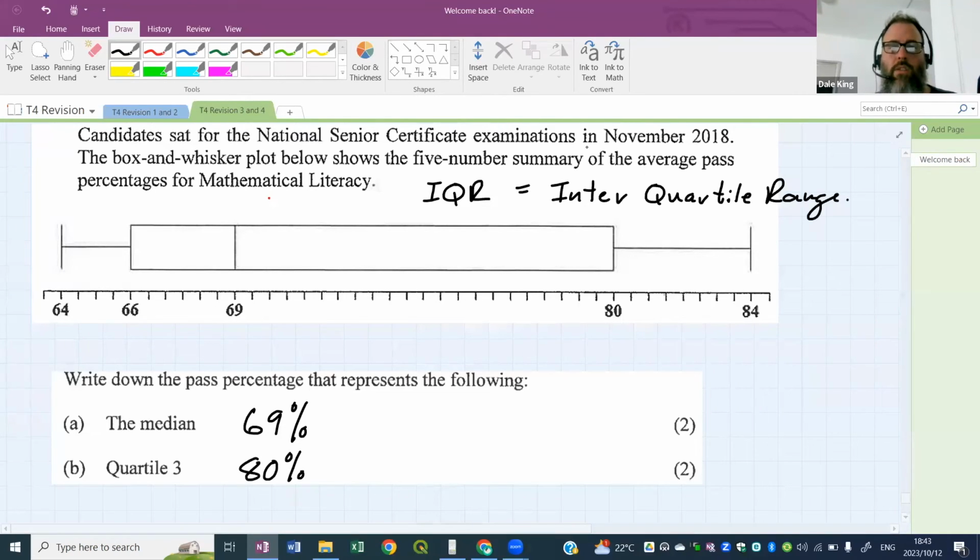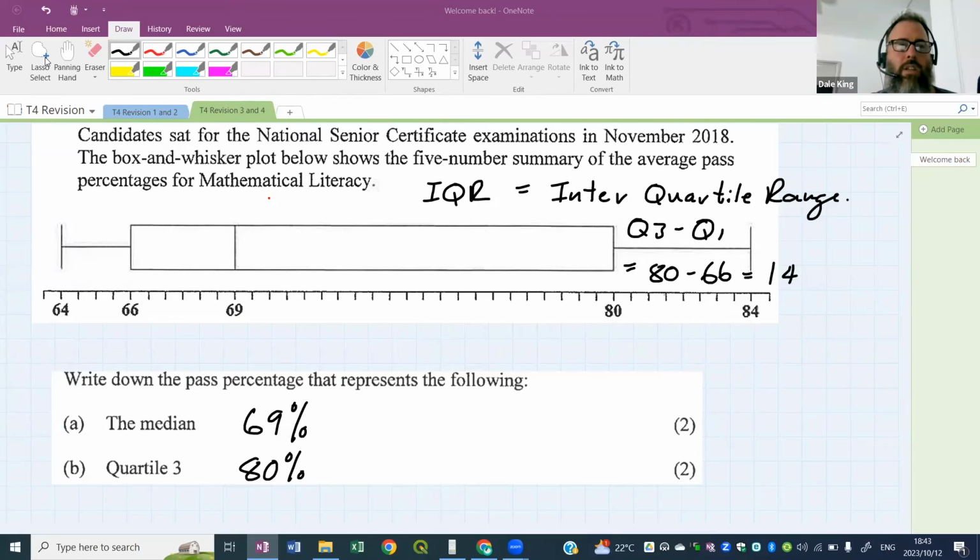Yes, Charles. It is Q3 minus Q1. Absolutely. Nice and easy. Yes. All right. What is Q3? It's 80. What is Q1? It's 66. And this gives us 14. Oh, guys, this is not that difficult. So if you know box and whisker plots, you can get all these marks quite easily.